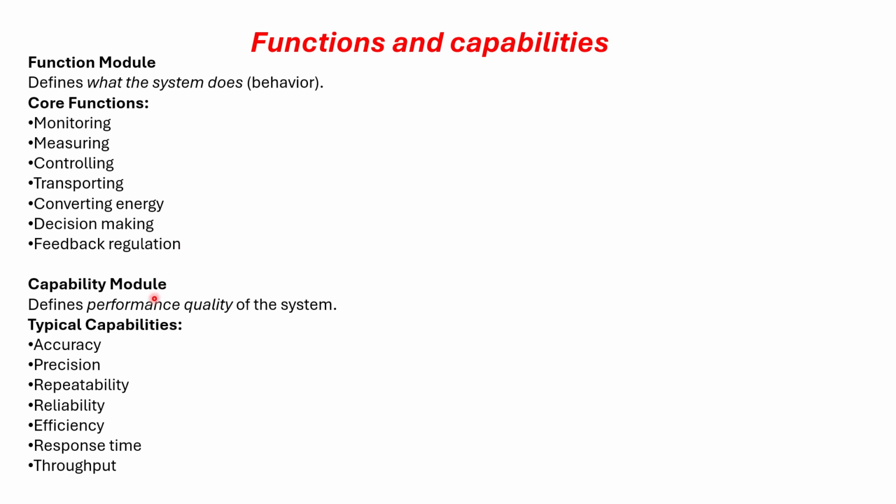So if you summarize, a functional model defines a system's behavior, while the capability model defines a system's performance and quality. But both are essential in modern engineering design, automation, robotics, and smart manufacturing systems.